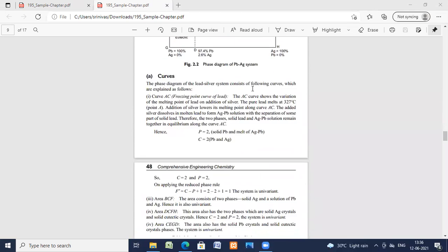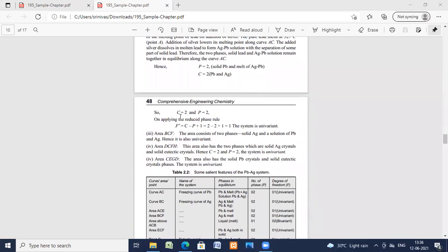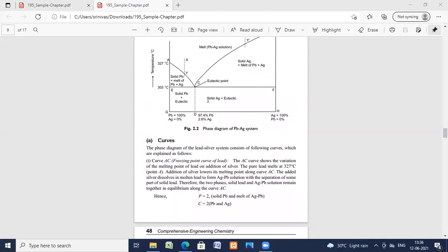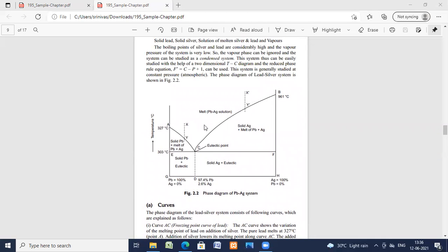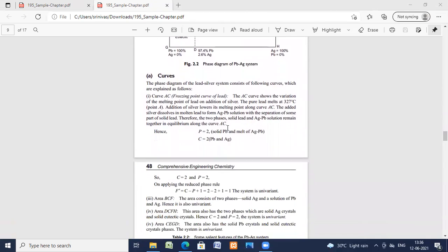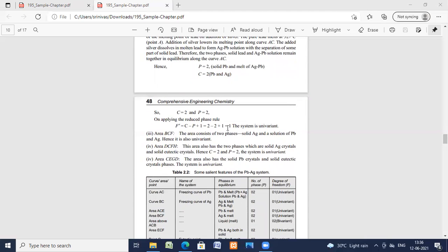So when you apply the formula, again the same. C is equal to 2, P is equal to 2, F prime is equal to C minus P plus 1. This is equal to 2 minus 2 plus 1. This is equal to 1. The system is univariate. So for both the AC curve and the BC curve, you get the same univariant systems.